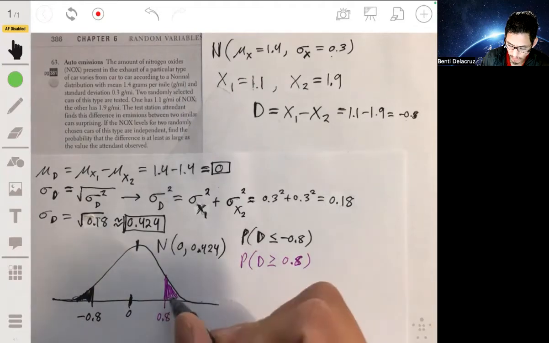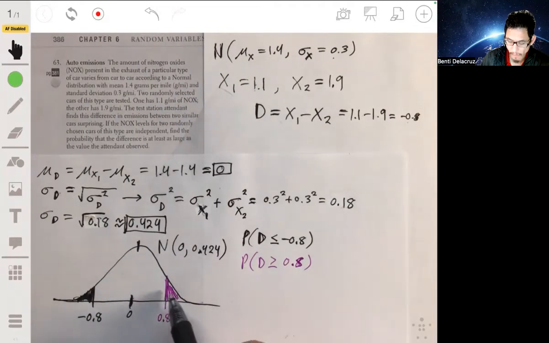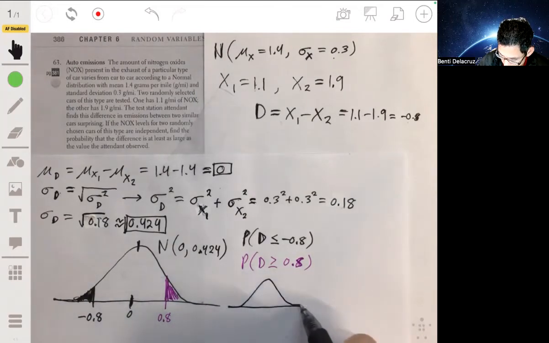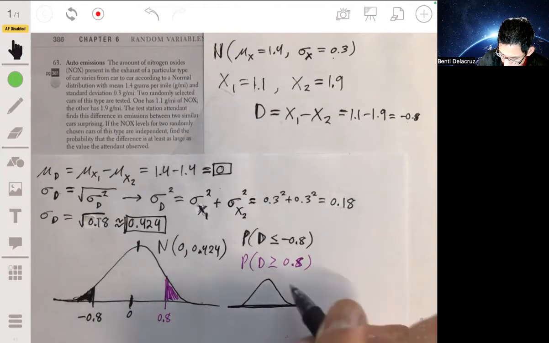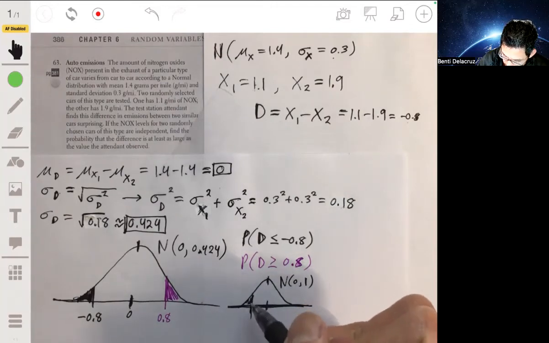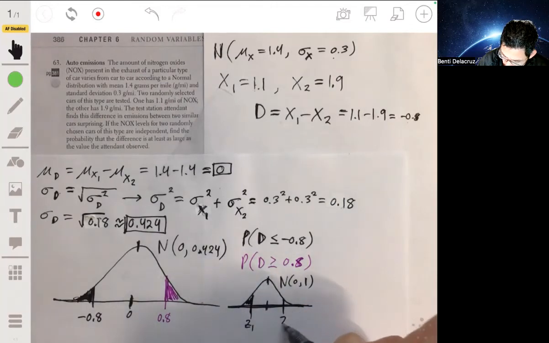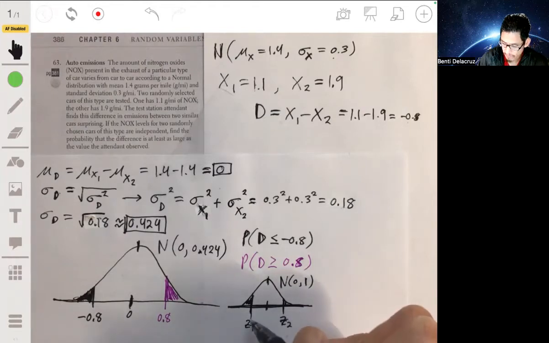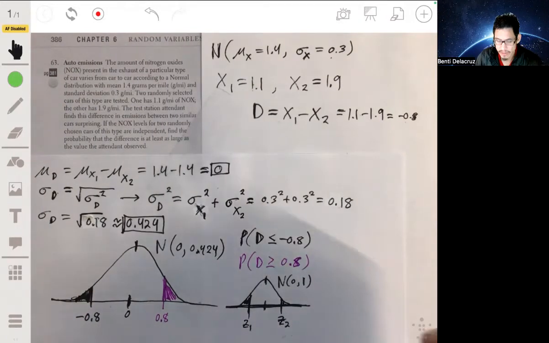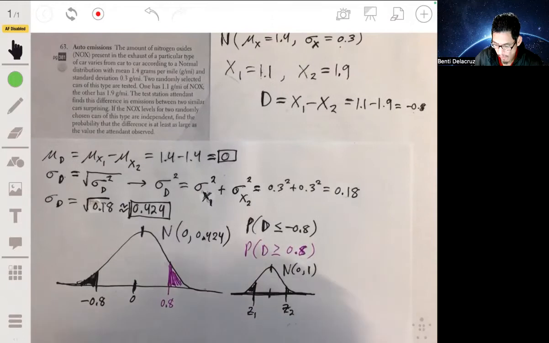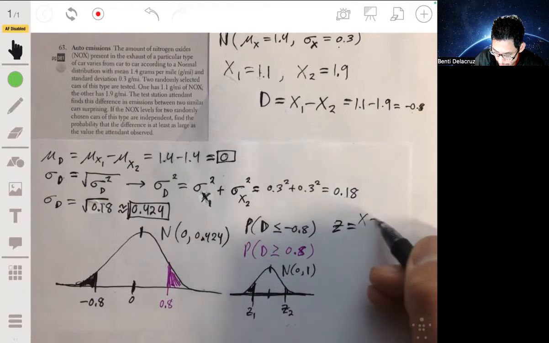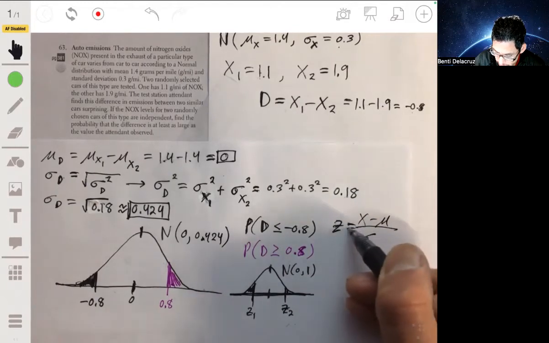So you find a z-score that corresponds to this, and you find the area under the normal curve. Just for review, remember the z-score is on the normal curve with a mean of 0 and standard deviation of 1. You want to find z1 and z2, but you don't have to find z2, just find z1. So find the z value that goes with negative 0.8, using the formula z equals x minus the mean over the standard deviation.